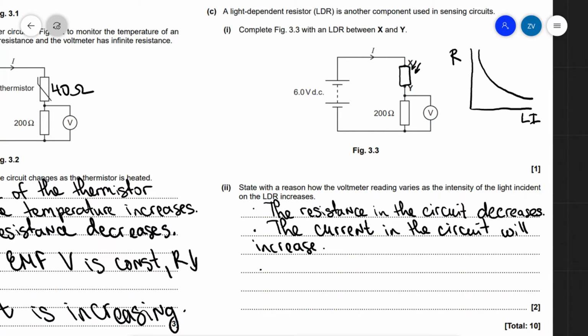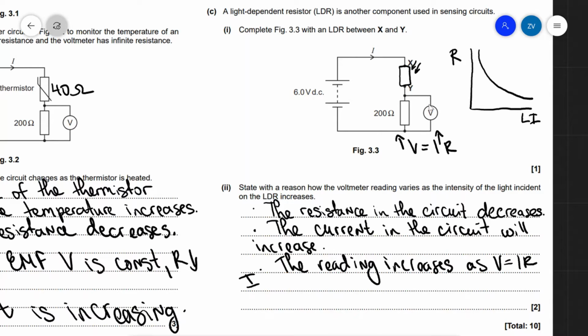Because the current in the circuit increases and the voltmeter is across the fixed resistor, the value of V here is equal to IR, and R is fixed, it cannot be changed. Therefore, if I increases, V should increase. So we're going to say that the reading increases, as V is equal to IR, I increases, and R is fixed.